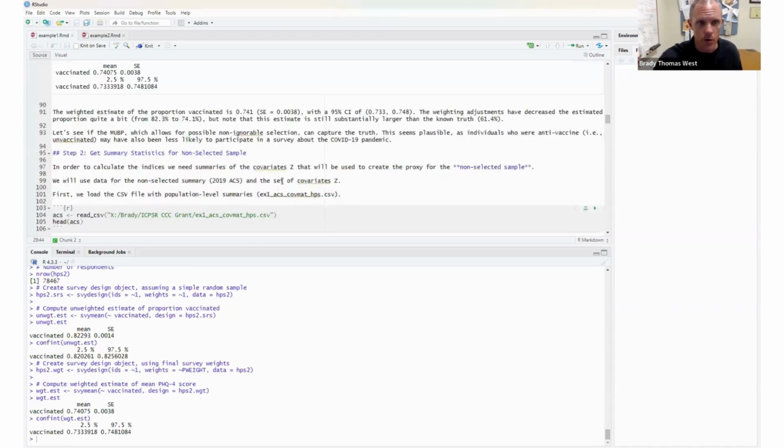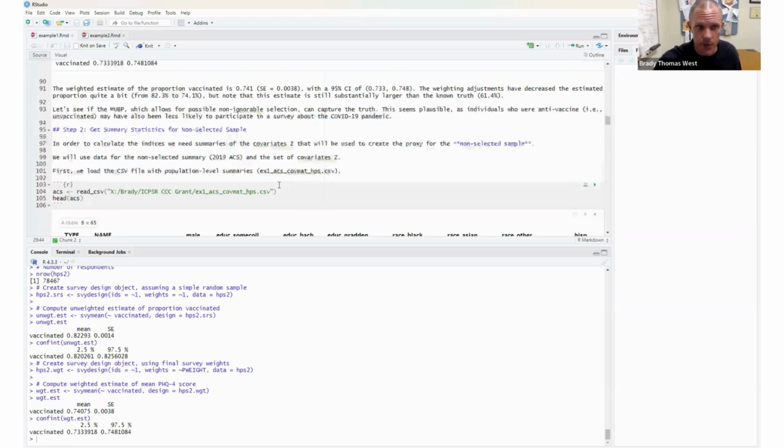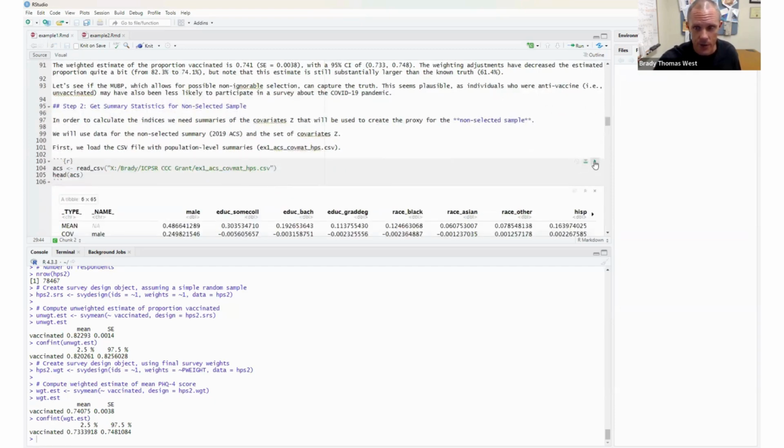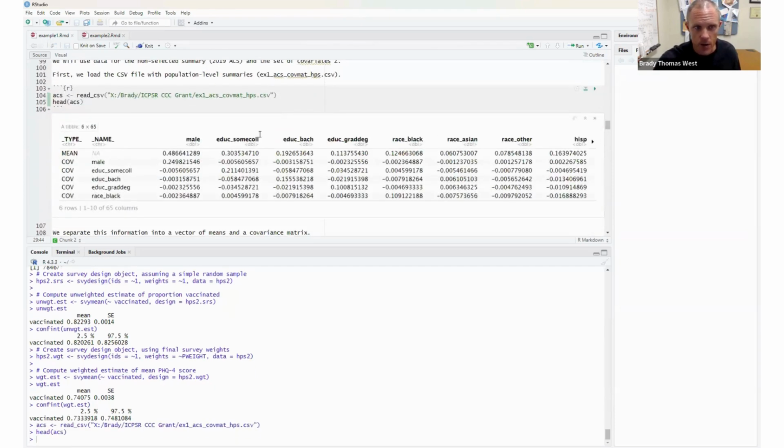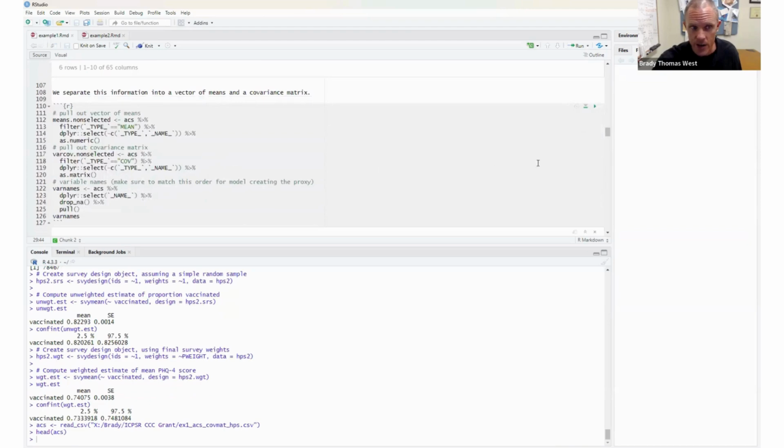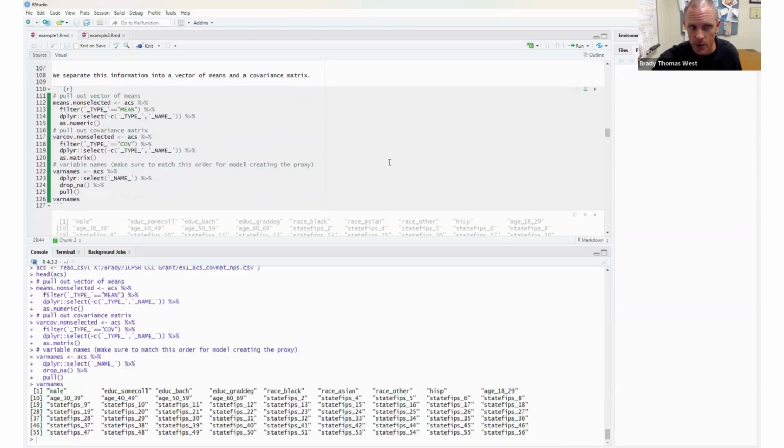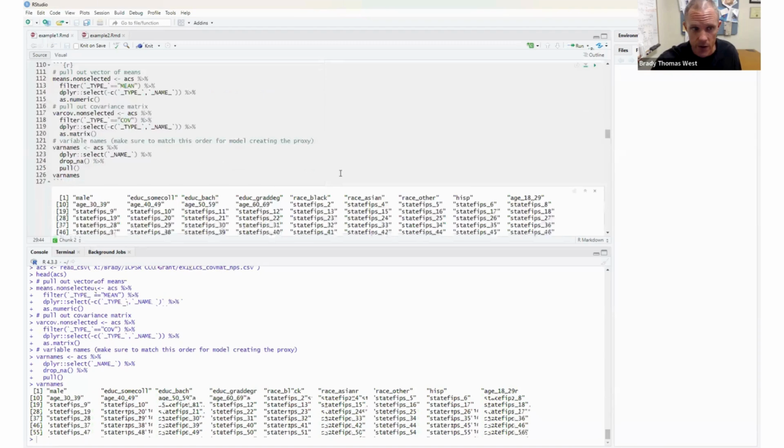So let's go into those next steps. We get the summary statistics for that non-selected sample. This data set is available as well. This is where you're getting those means, variances, and covariances on each of these binary indicators for the different covariates. So what you see here is a big matrix of means, variances, and covariances. And we can extract all that information from this matrix for the sake of the function that I'm about to use. So that's what this code is doing, just pulling out those means, variances, and covariances.